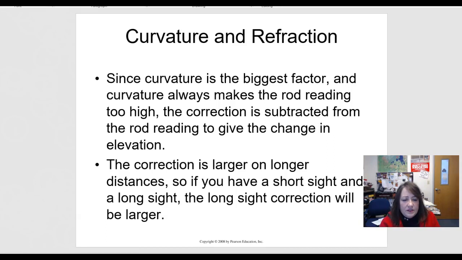To summarize, the curvature is always the biggest factor, and so the curvature always makes the rod reading too high. So any correction is always subtracted from the rod reading to give you the actual change in elevation, whether that change in elevation is between the instrument and the rod or between two readings. The other thing to remember is the correction is always larger on longer distances. If you have a short sight and a long sight, the long sight will govern this correction.